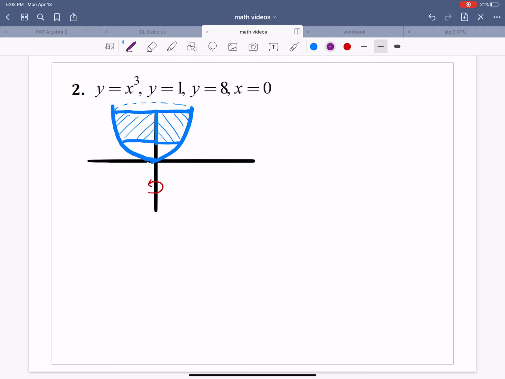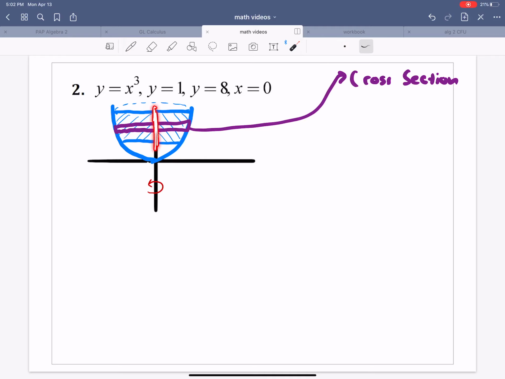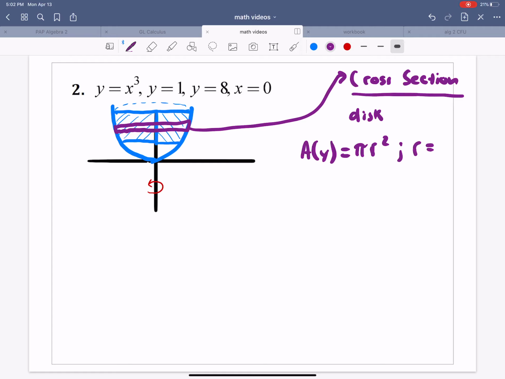Now, if we look at our cross section here, let me make that a little bit bigger. If we look at our cross section here, okay, and you ask yourself the question, is this going to be a disc or is this going to be a washer? Okay, again, what you look for is you look at the y-axis, and there's no hole, there's no space. The shading is right next to each other, okay? So this is going to be a disc, okay? And the area of a disc is pi r squared, where we need to figure out what r equals, okay?